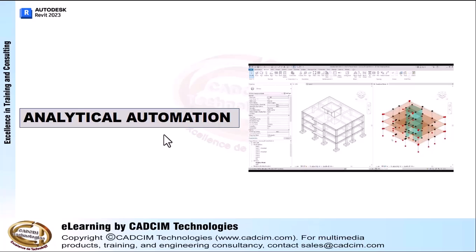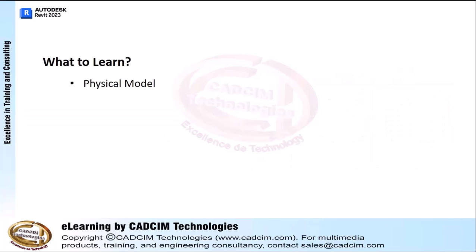Now, before seeing how the analytical automation works in Revit and how you can create the analytical model from the Revit physical model, let us understand certain things and see what we are going to learn in this session. We are going to learn what a physical model is, what the importance of a physical model is, and also what an analytical model is and what the difference is between an analytical model and a physical model in a Revit structure project.